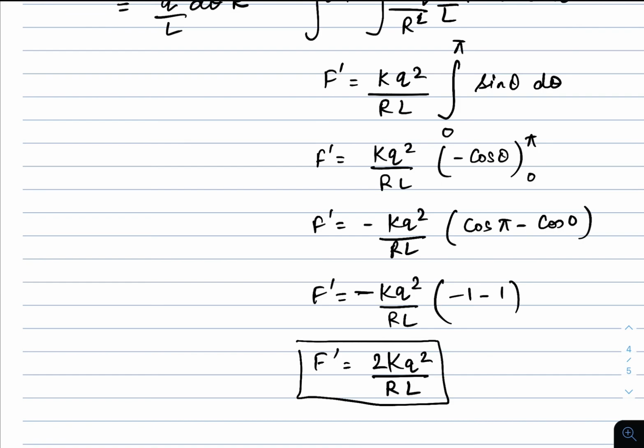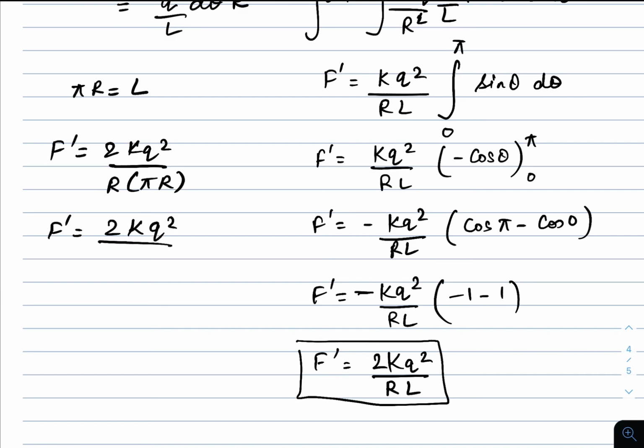If you want, you can replace L over R. We know that pi R is equal to L. So if you want to replace L, the final result will be F dash equals 2 K Q square divided by R into L, and L is again pi R. So F dash comes out to be 2 K Q square divided by pi R square. So either this, depending on the option given, you can manipulate your answer, right? So in this lecture we have studied some examples of Coulomb's law, how to apply Coulomb's law for various exams, right?